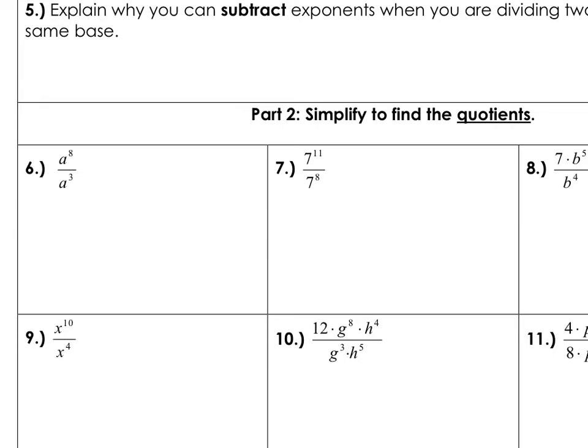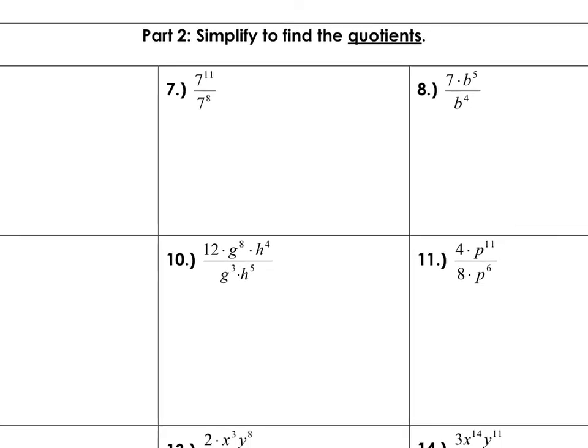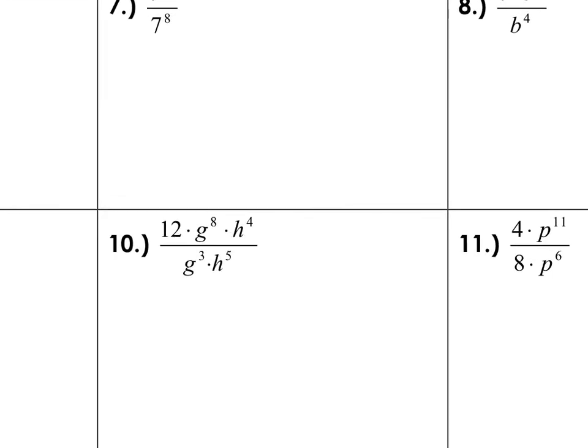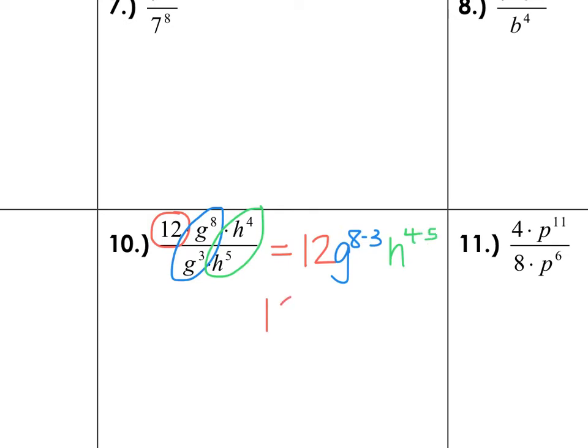So I would like to do a couple of these together, namely number 10. So number 10, luckily we have all positive exponents. There's just a 12 here, so I'm going to rewrite my 12. There's no number underneath to divide it by, so these two, g to the 8th divided by g to the third, is going to be g to the 8 minus 3. And then h to the 4th divided by h to the 5th is going to be h to the 4 minus 5. The 12 is going to stay the same.